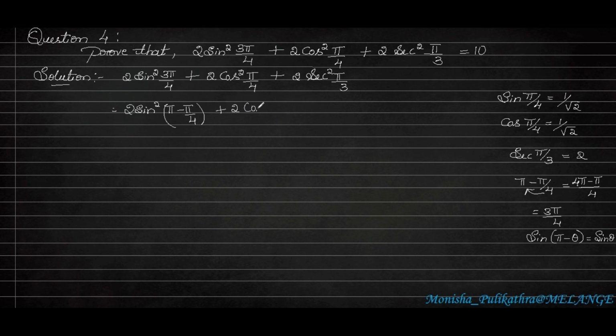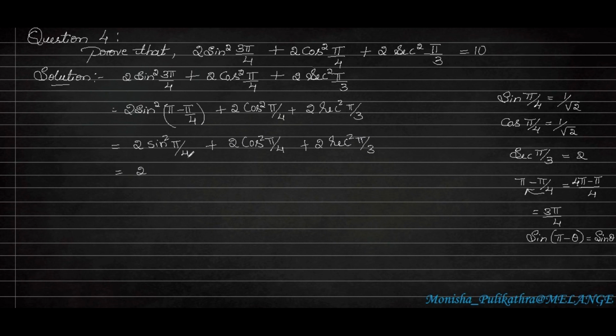Plus 2 cos²(π/4) plus 2 sec²(π/3). Next we have to reduce it. We know that sin(π minus θ) is sin θ. So 2 sin²(π minus θ) will become only θ, π/4, plus 2 cos²(π/4). I will substitute the values in the same time, so I am writing it again, sec²(π/3). So now I am substituting the values for it.